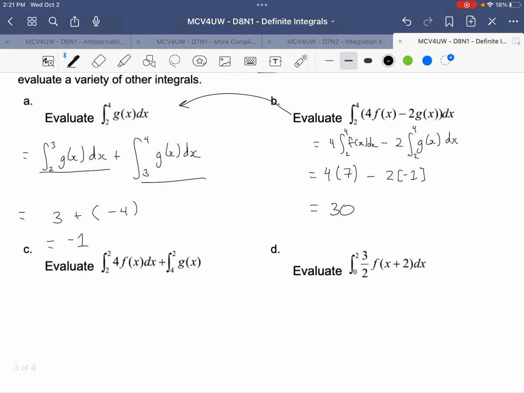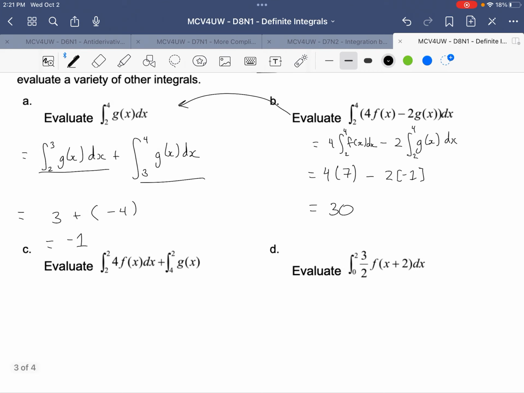Let's keep it moving here. C. Now we have the integral from 2 to 2 of f of x dx plus the integral from 2 to 4 of g of x dx. Again, all we're doing really is applying all these properties that we're learning and learning how we can manipulate our integrals before we jump into real functions in the next lesson. Right off the bat, I noticed that if these numbers are the same, this integral is equal to 0. So really this question is just asking, what's the integral from 2 to 4 of g of x dx?